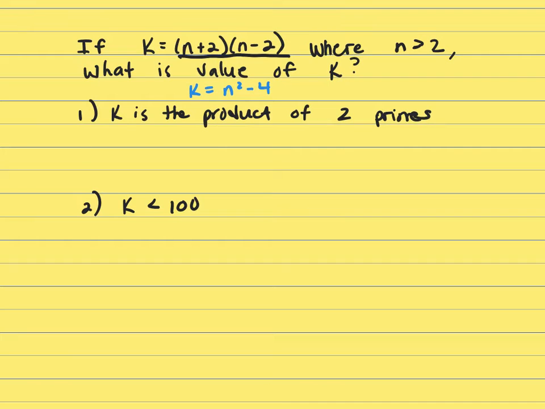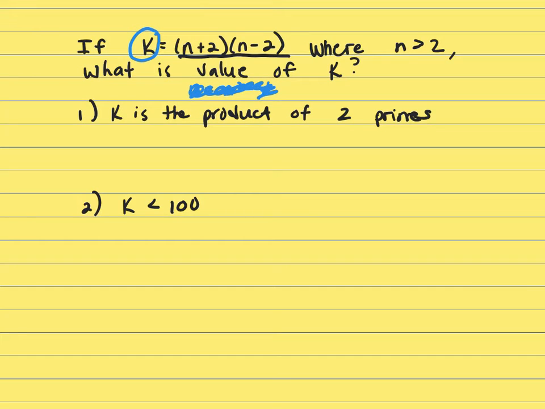All right, k is a product of two primes, and I'm trying to figure out the value of k. n is greater than 2. k is a product of two prime numbers. You know what? I don't think I am going to use that form. So k is a product of two prime numbers.